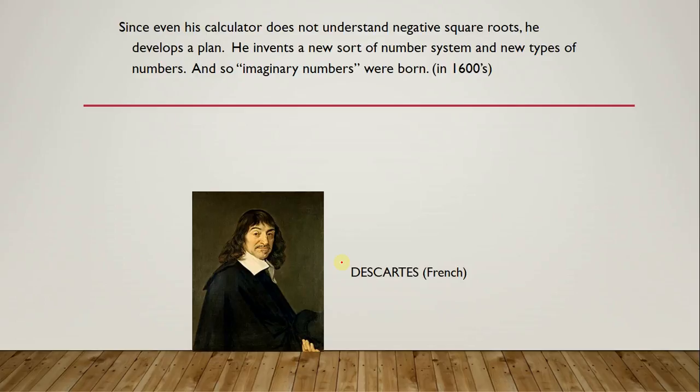Well, this man was named Descartes. And he decided that since his calculator did not understand the negative square roots, he just made a new number system. And thus the imaginary numbers were born.